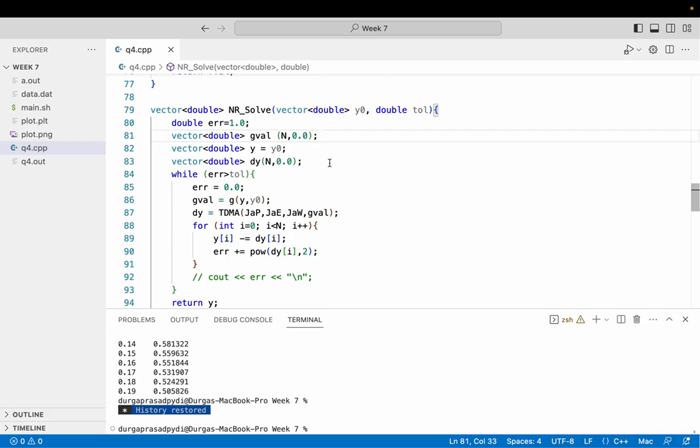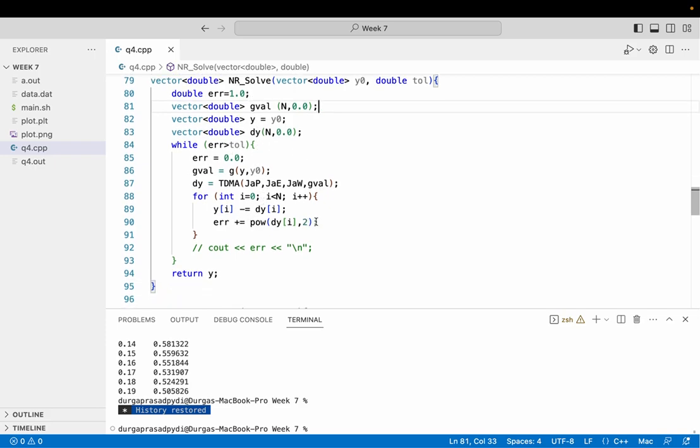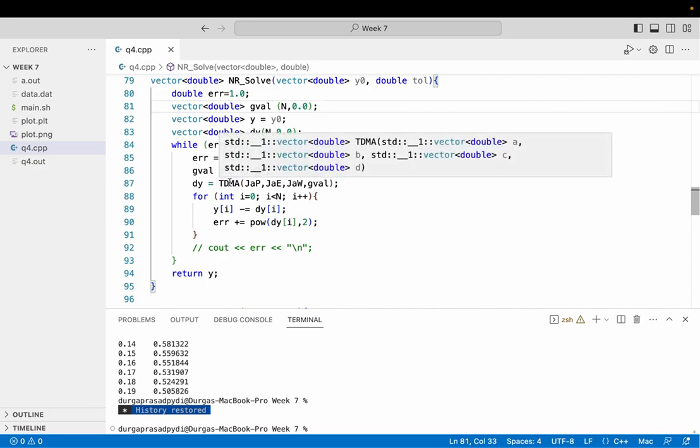So implementation of Newton-Raphson is again straightforward. You give a tolerance, and the error I am calculating here as a norm of the delta theta. So to solve the equation J times delta theta equal to G, I am using TDMA again.